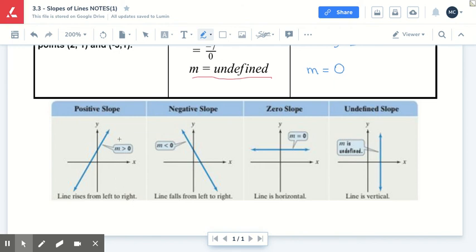I do want to point out that this is some pretty common notation that you see in mathematics. This is saying that the slope is greater than 0, which is a very concise way to say the slope is positive. This one says the slope is less than 0. Less than 0 is negative, so this is just saying the slope is negative. This would say the slope is equal to 0, and this says the slope is undefined.